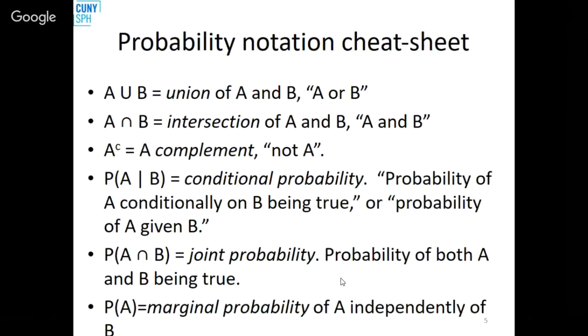A little reminder of your cheat sheet, what all of these things mean, just for going forward and solving problems. I won't go over all of this again, just to remind you that especially important is this idea of conditional probability, which is the probability of an event here A conditional on B being true or B having happened. And that is something different than the joint probability, which is the probability of both things being true.